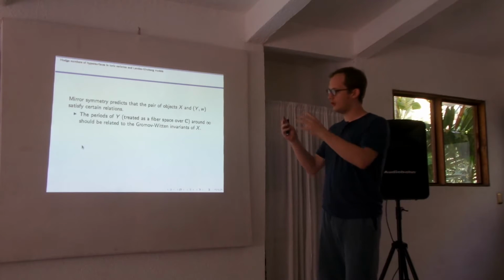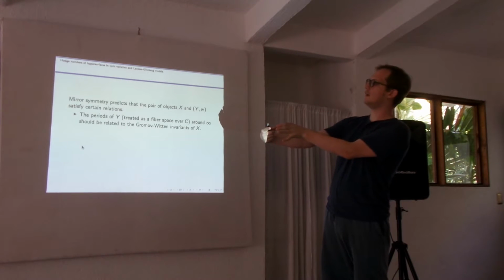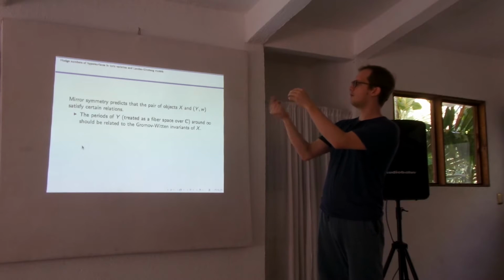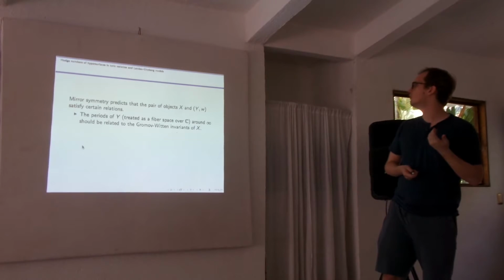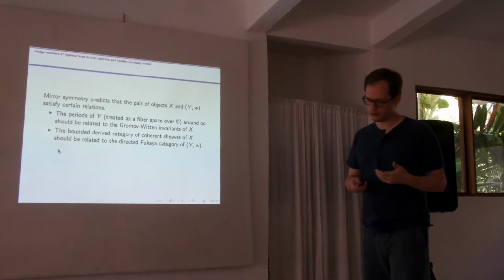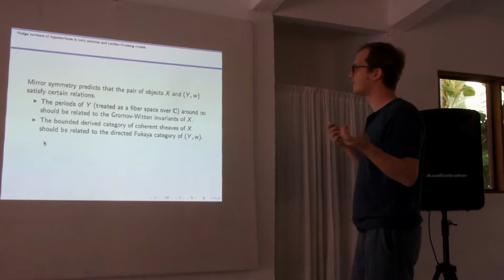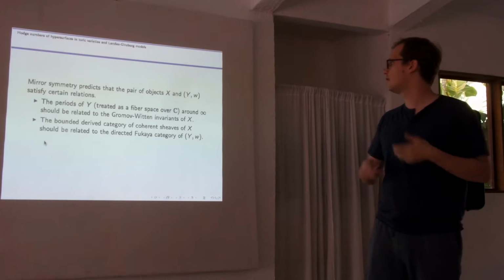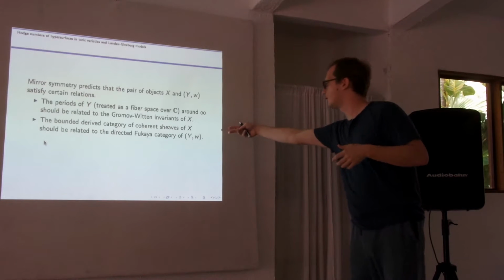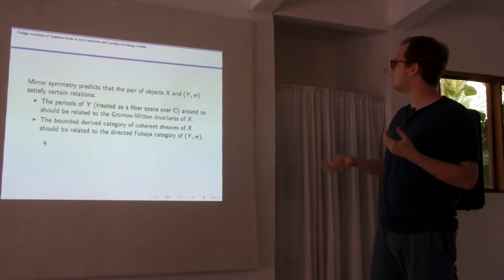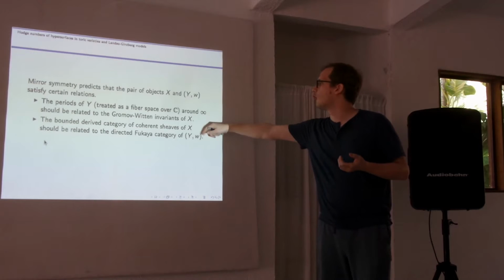Well, the periods of Y, so you think about this thing as a fibration over C. So you look at a small disk around infinity, then the periods of the fibers of Y around there should be related to the Gromov-Witten invariants of X. There's a form of homological mirror symmetry for this as well. So the bounded derived category of coherent sheaves on X should be related to the directed Fukaya category or Fukaya-Seidel category of the Landau-Ginzburg model. On the other hand, there's a flip version of this, where you relate something like the category of matrix factorizations of this pair here to the Fukaya category of X.